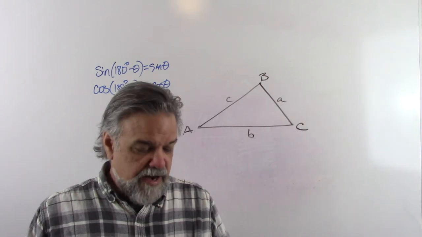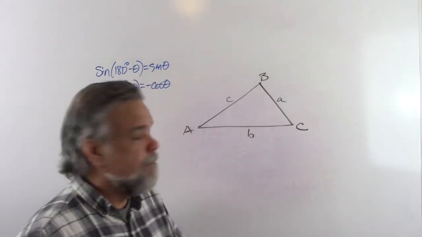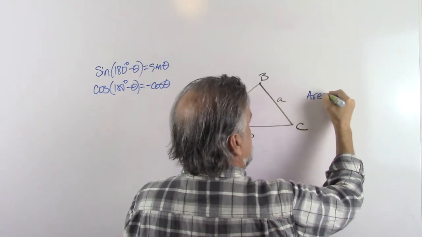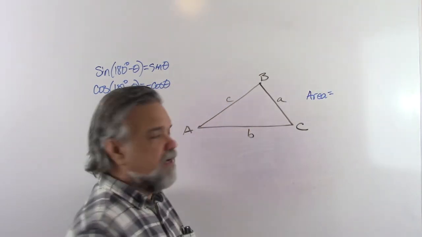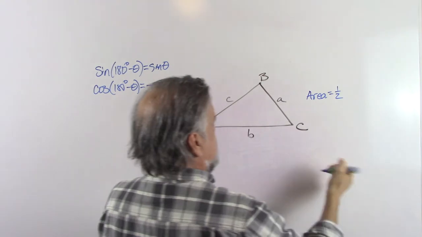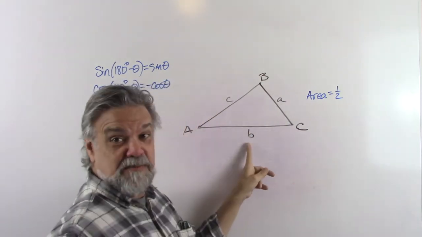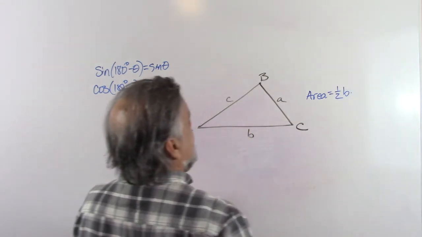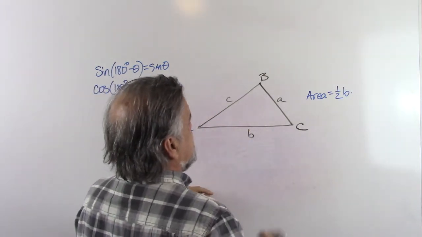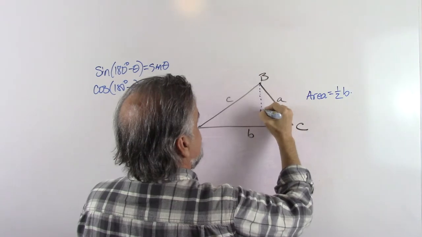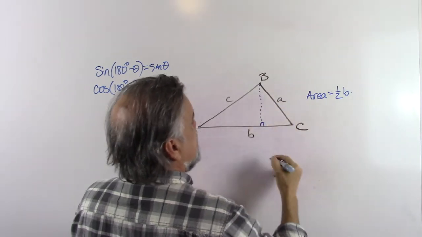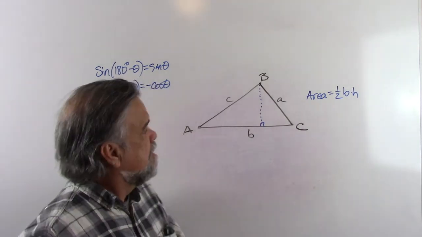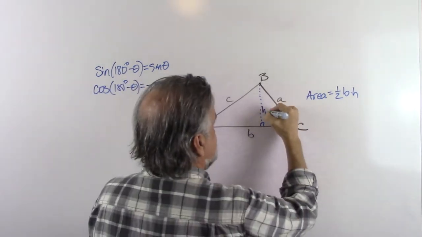So what if I wanted to find the area of this triangle? Well, I know how to find the area of a triangle. The area is one half times the base, and in this case, the base actually is b. That's kind of handy. Base times the height, and I don't know what the height is, so let me just draw that in. So this is one half times base times height. That's what the area is. And let's call this h for height.